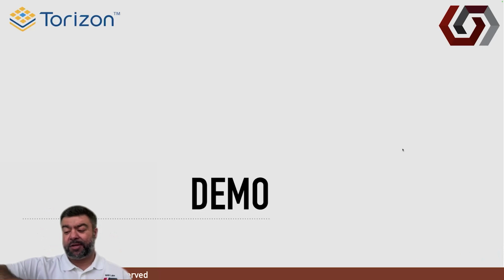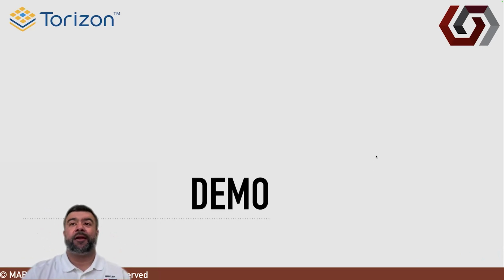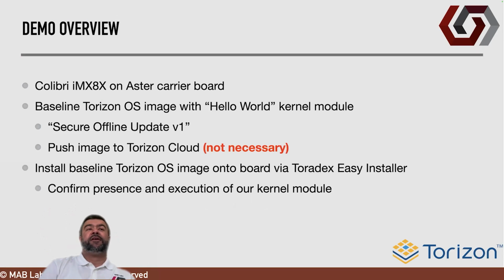So now let's quickly showcase the demo that I put together to demonstrate this. Just a quick overview of the demo: I'm using a Colibri i.MX 8X on an Aster carrier board. We have a baseline, so I created a baseline Torizon OS image with a Hello World kernel module. I called it Secure Offline Update V1. I pushed that image to the Torizon Cloud. You don't have to do that, but it's just a good practice that I follow.